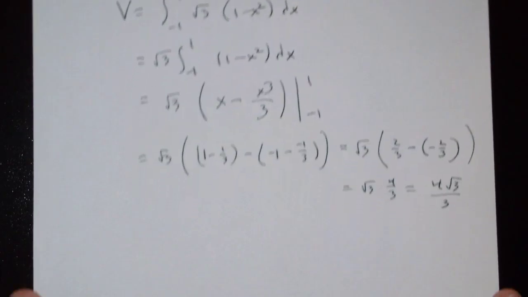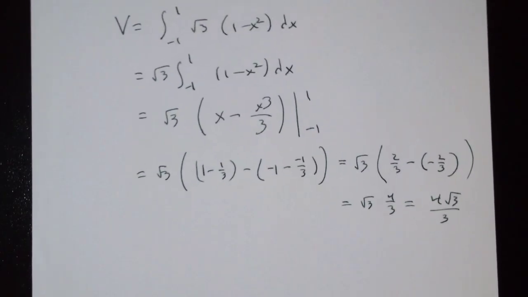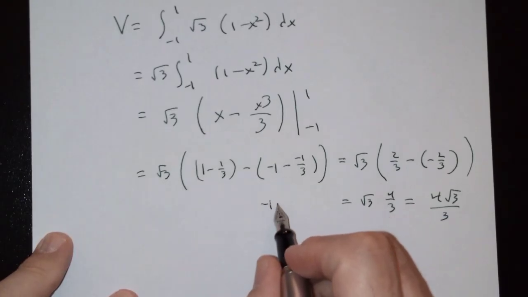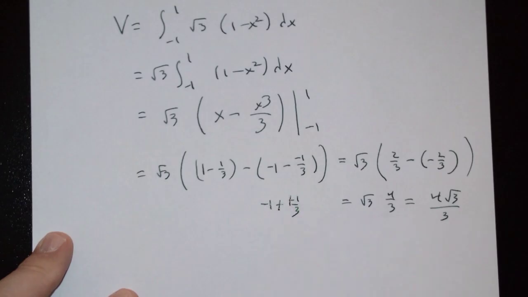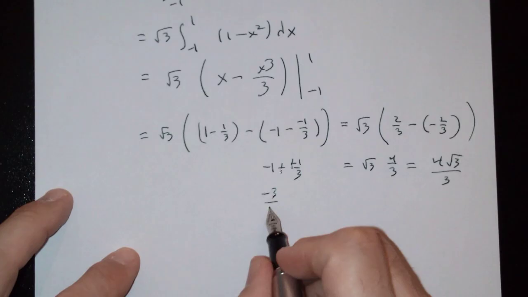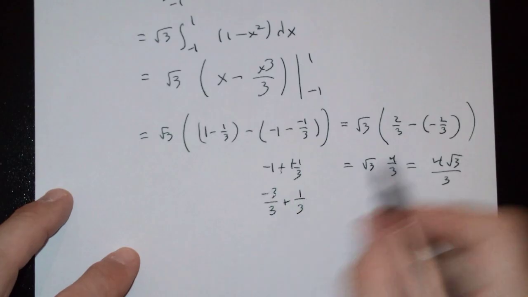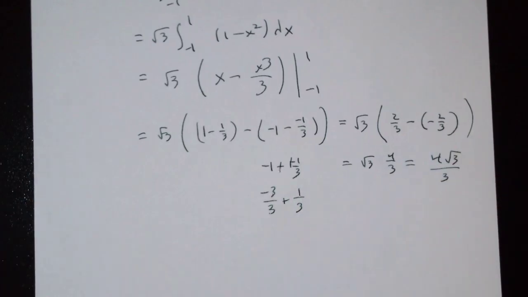So just like I could find the area of a shape by making it in little slices, I can find the volume of a shape by making it in little slices. Why is it 2 over 3? 1 minus negative 1. But it's negative 1 minus negative 1/3, right? Those cancel. Then this is negative 3 on 3 plus 1 on 3, negative 2 on 3.